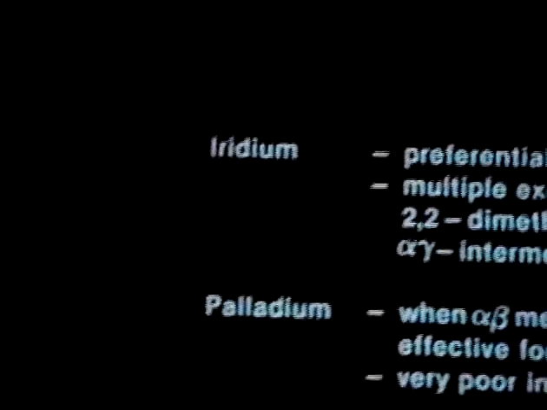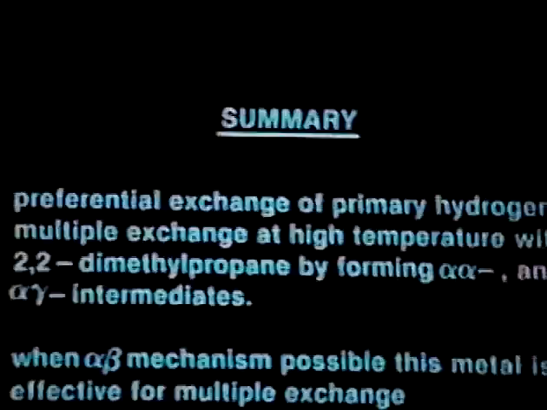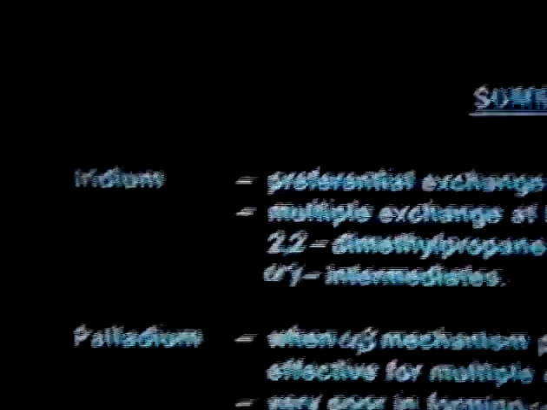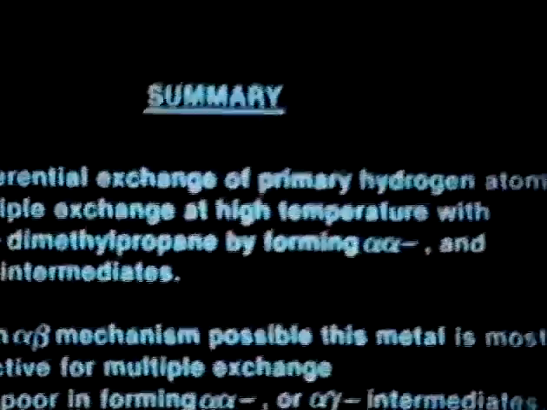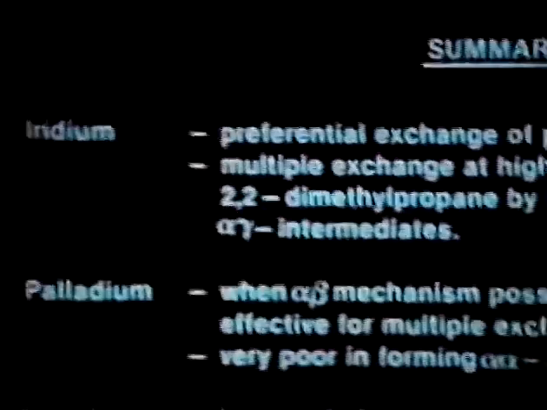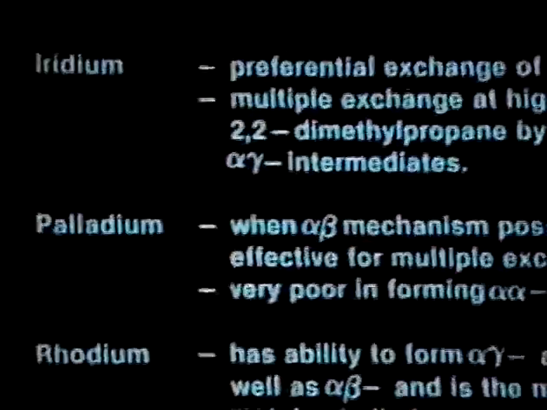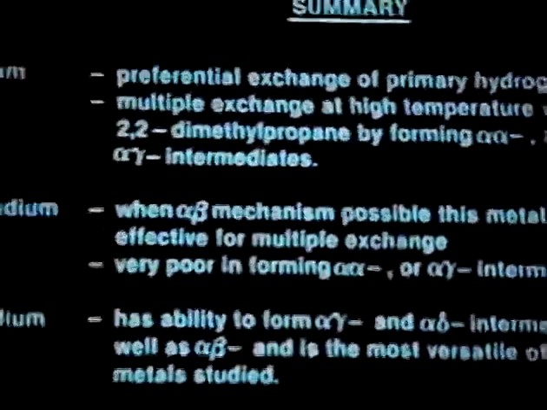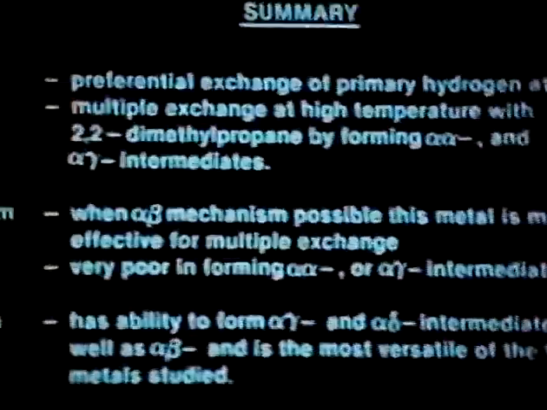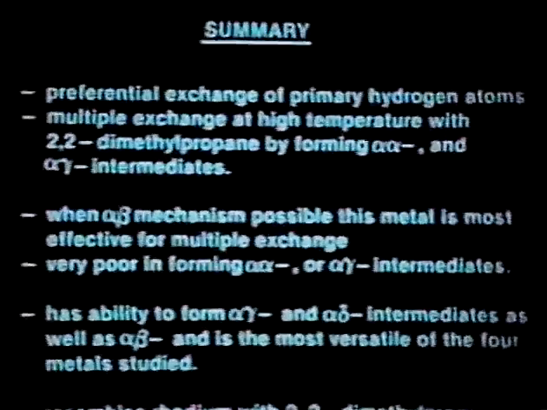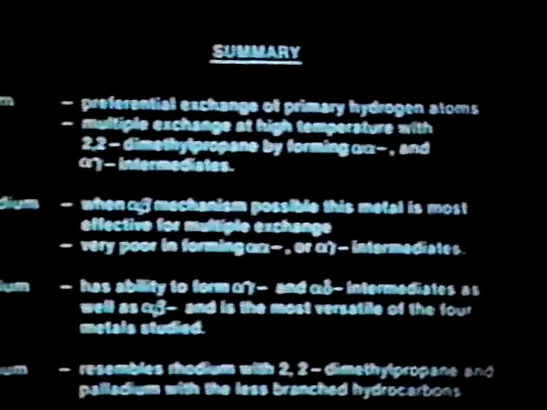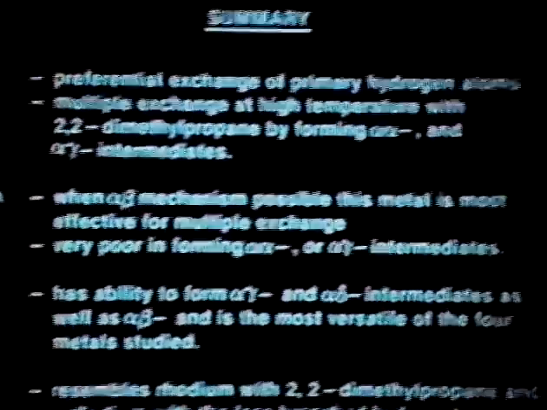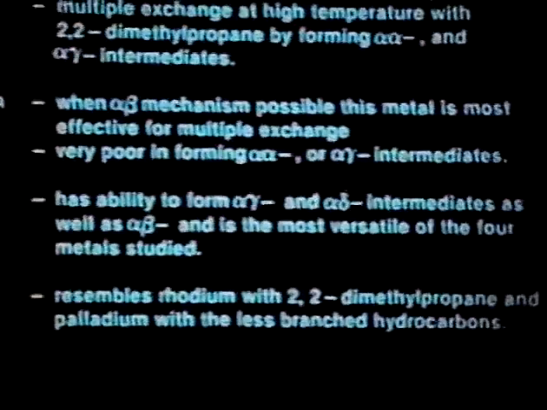Next slide, please. This slide really summarizes the characteristics of the metals which show up in this work. Iridium is particularly good at exchanging primary hydrogens. It's not very good at the alpha-beta-alpha exchange, but it does show some alpha-alpha and alpha-gamma exchange at higher temperatures. Palladium is very good at multiple exchange whenever the alpha-beta mechanism can operate, but it's very poor at alpha-alpha or alpha-gamma multiple exchange. Rhodium, as I've said, is the interesting metal.